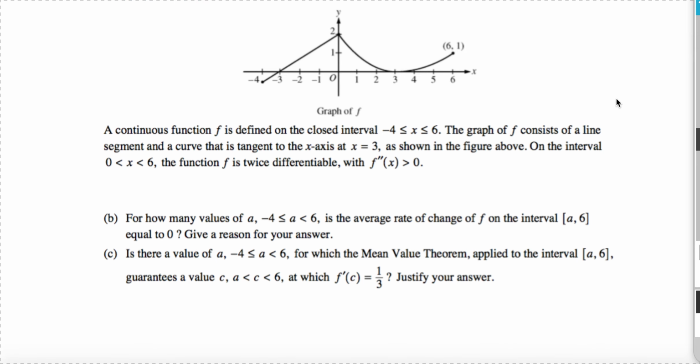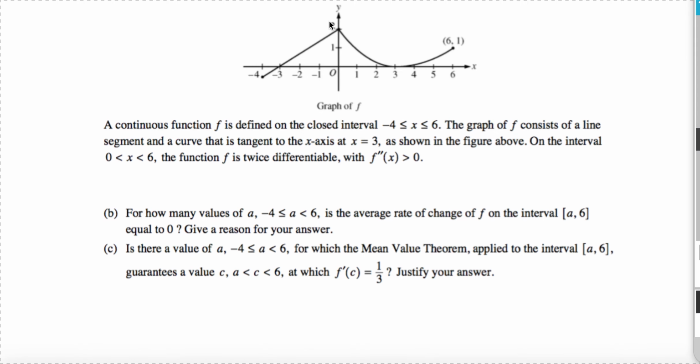Let's say we have a continuous function f that is defined on the closed interval -4 to 6. The graph of f consists of a line segment and a curve. They don't tell us much about it, except that it's tangent to the x-axis at x equals 3. If it's tangent to the x-axis, that probably means we have a relative minimum there. As shown in the figure above, on the interval 0 to 6, the function is twice differentiable, probably going to be useful for us. And we know that f double prime of x is greater than 0 on 0 to 6, right?